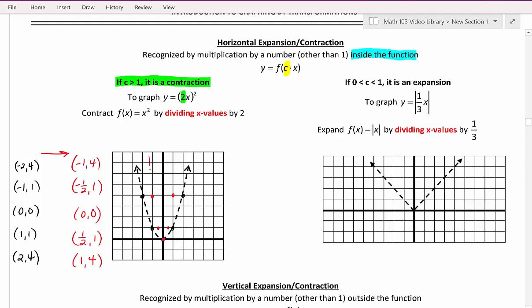And draw in our graph. The shape of our parabola has definitely changed. It has become much more narrow. It has been contracted horizontally.